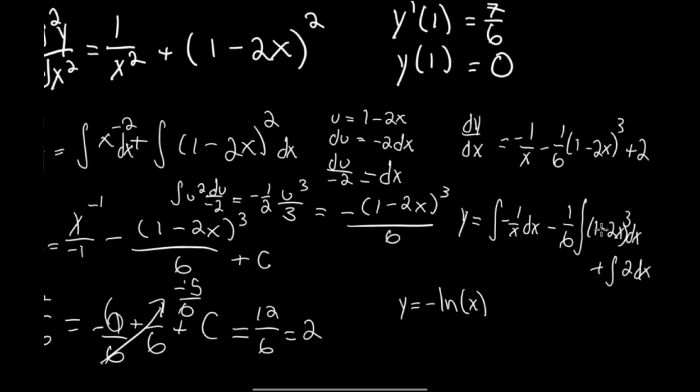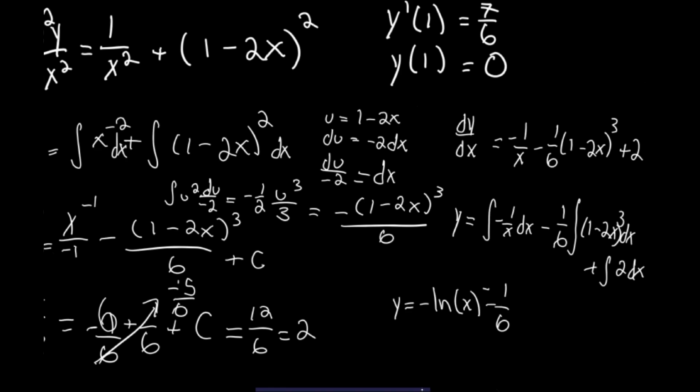And for this, we just use u sub. But we know we can take this 1 over 6 out. 1 over 6. Here, let me write this negative a bit more clearly. Negative. So to make it easier, I'll write it down.